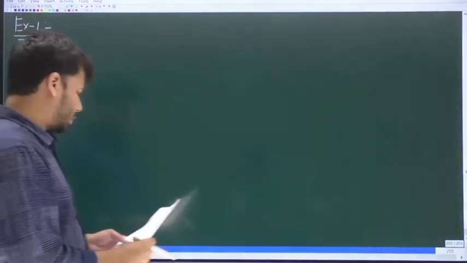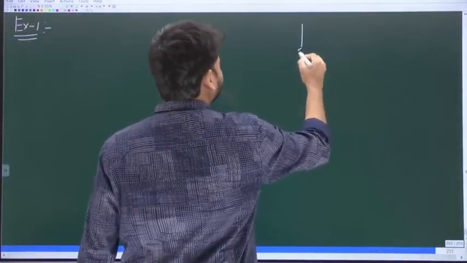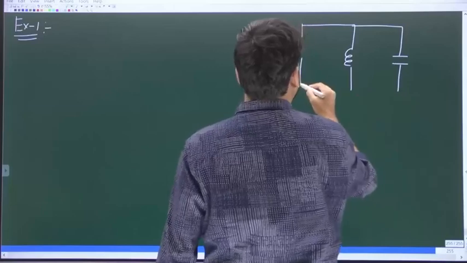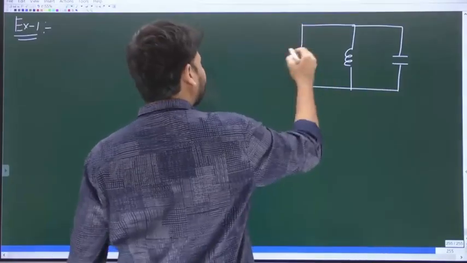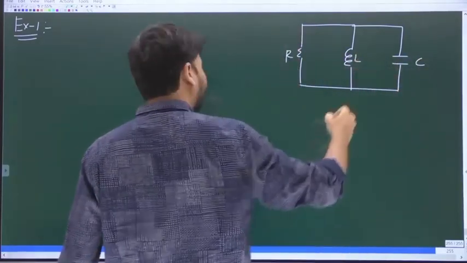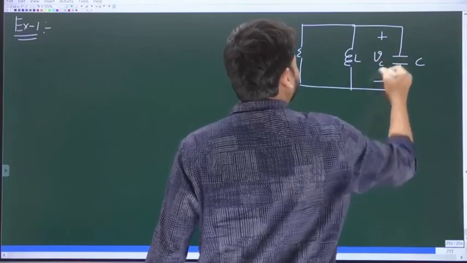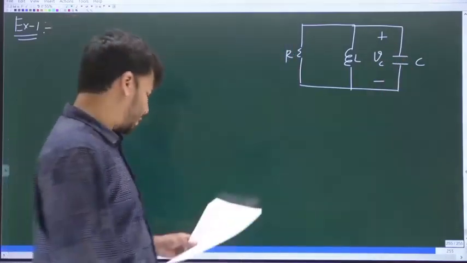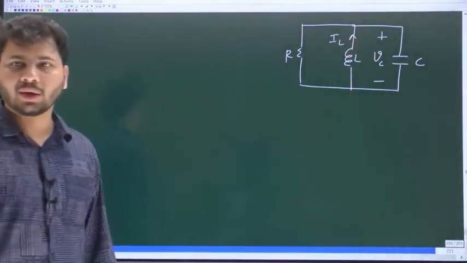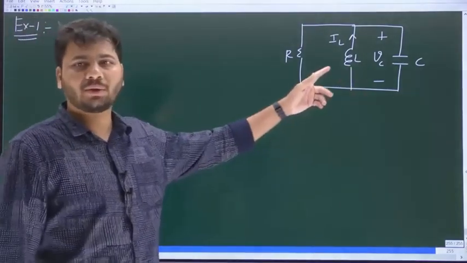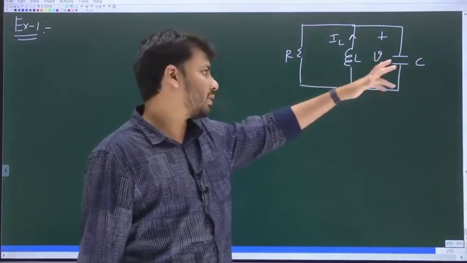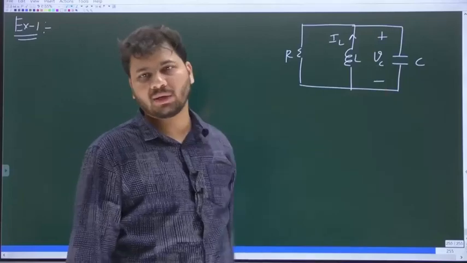Okay. So our first circuit is a parallel RLC network. Let VC be the voltage across the cap. Let IL be the current through the inductor. Look at the direction of current through the inductor. It is in the upward direction. And VC is the voltage across the capacitor. Polarity is plus at the top, minus at the bottom.